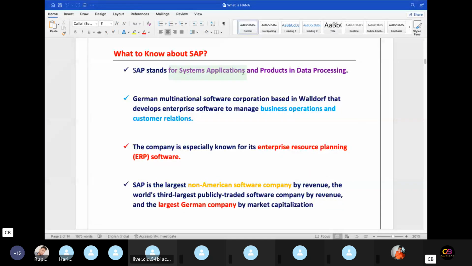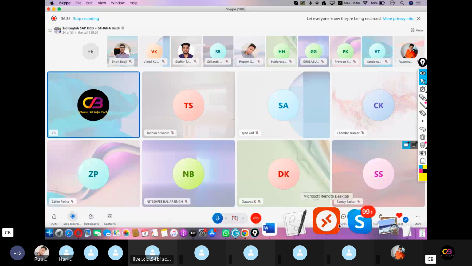SAP stands for Systems, Applications, Products and Data Processing. It's a German multinational software company. This software was invented by 5 IBM employees in 1971. Earlier it had only one server. SAP started with only one server in 1971. Right now we have three servers.